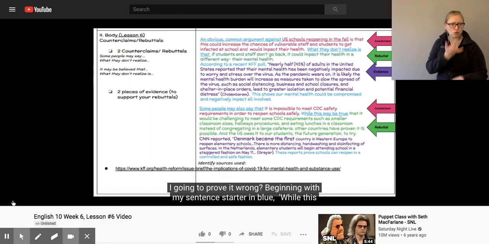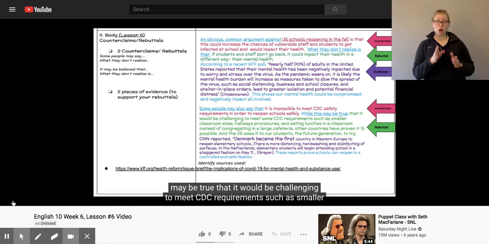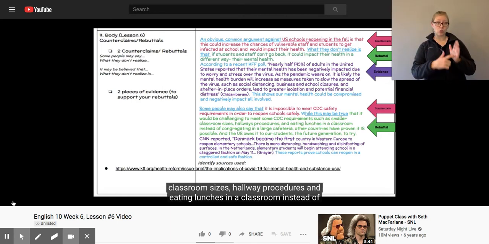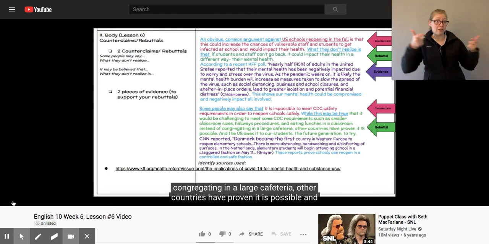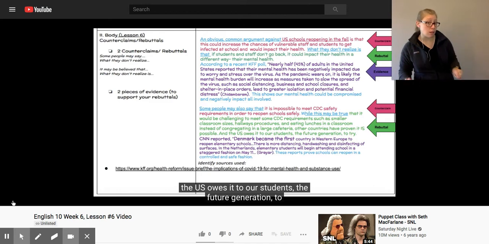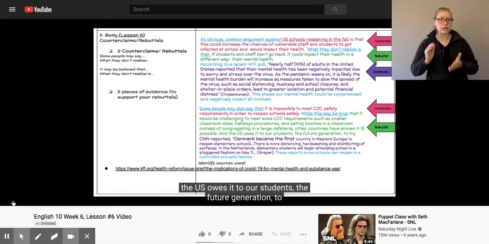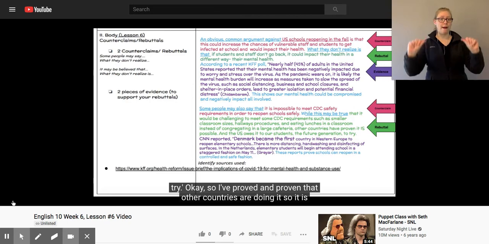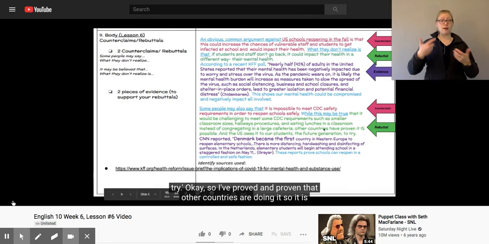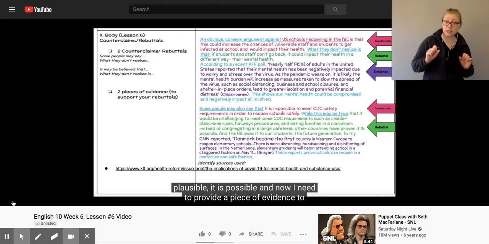Beginning with my sentence starter in blue. While this may be true that it would be challenging to meet CDC requirements, such as smaller classroom sizes, hallway procedures, and eating lunches in a classroom instead of congregating in a large cafeteria, other countries have proven it is possible, and the U.S. owes it to our students, the future generation, to try. Okay, so I've proven that other countries are doing it, so it is plausible, it is possible, and now I need to provide a piece of evidence to support this rebuttal.